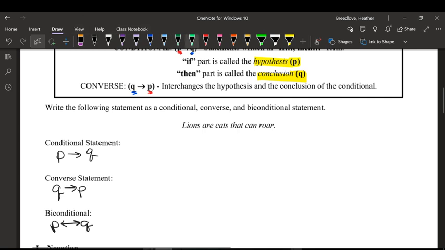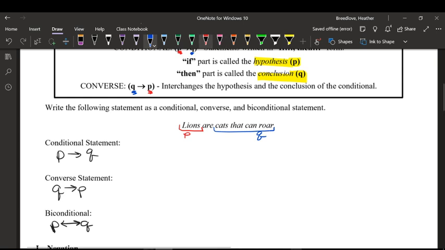Okay, so this is kind of a weird one. It's just a statement, lions are cats that roar. So I'm making lions, even though it's just one word, that is going to be my P. And I'm going to add some words because I can't just leave it as lions, if lions. That doesn't make sense. And cats that can roar is my Q. So that's my conclusion.